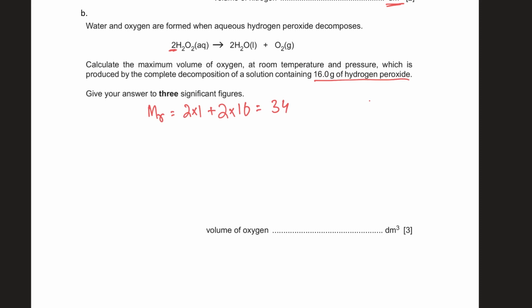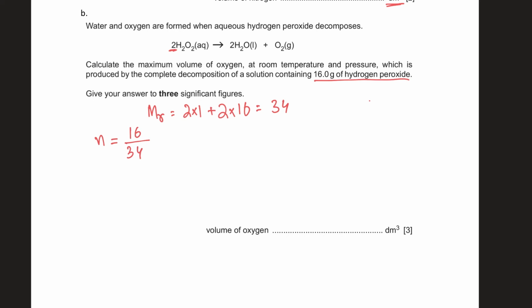So what does it say? It says that 2 moles of this produces 1 mole of oxygen. So I'm using again the formula method. What moles of hydrogen peroxide do we have? We have 16 mass divided by 34, that's going to be my MR, which is going to give me the number of moles. Now that's a number I can use straight away. I don't need to simplify this any further. Then this is going to be the number of moles.